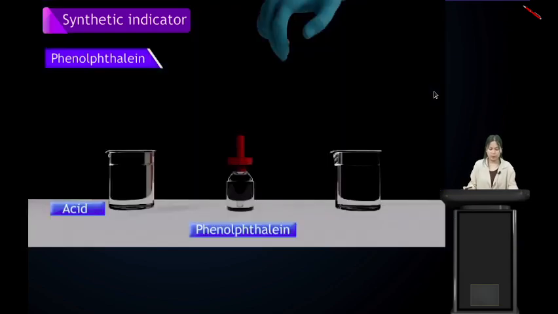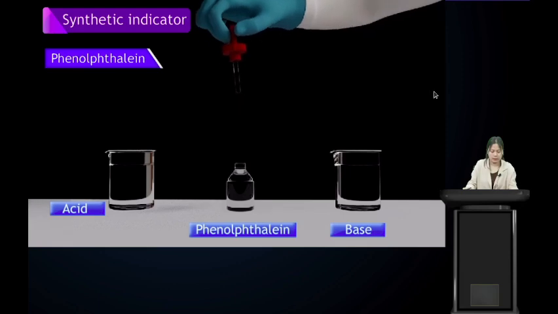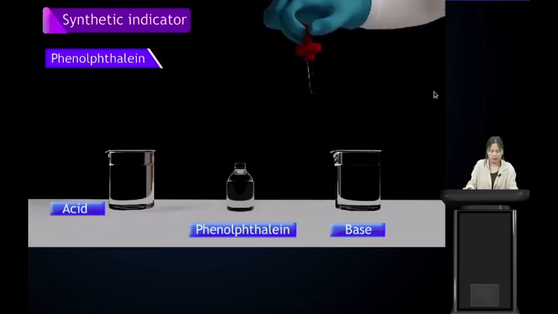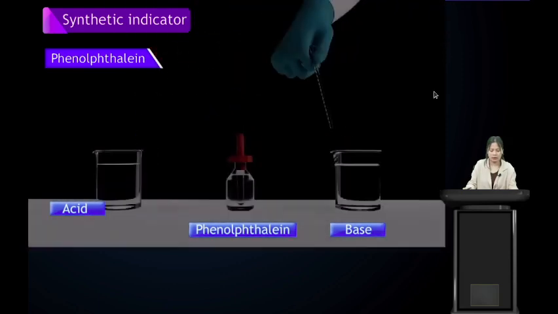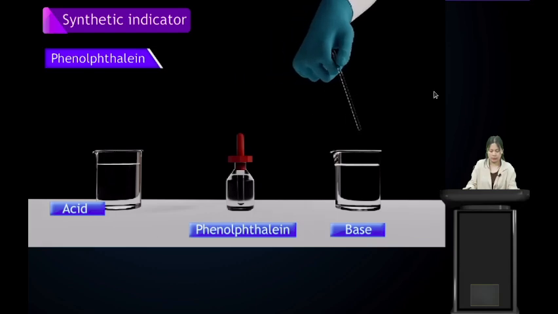Okay, here we have acid in the first beaker, then in the second beaker we have base. This is phenolphthalein. Now let's see what happens when we add a drop or two of phenolphthalein into acid and base. Add one drop of phenolphthalein in the acid solution and into the base solution and stir it.